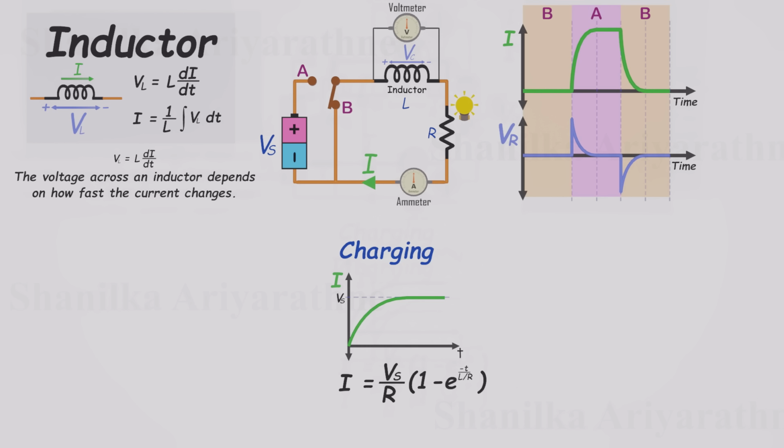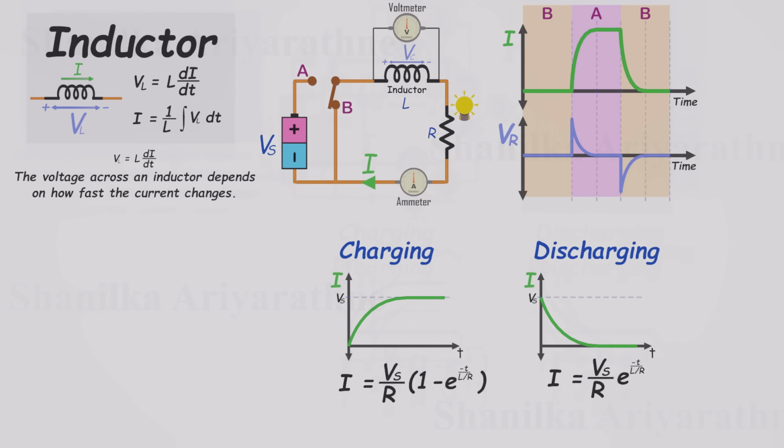Don't worry too much about the math. These equations come directly from the basic voltage-current relationship. If you'd like to see the derivation, check out our full video on inductors, link in the description. Once the inductor is fully energized, flipping the switch to position B makes it de-energize in a similar way, following the same relationship.